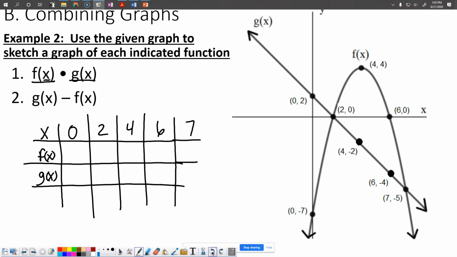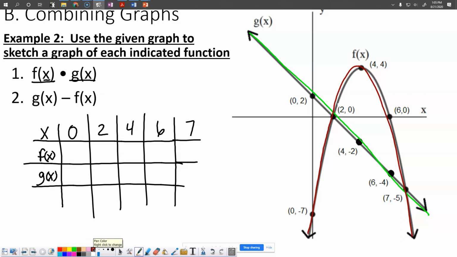That's not the right color. There we go. Green and red, just like we said. All right, so here we go. Let's go ahead and do the f function first, the red one.